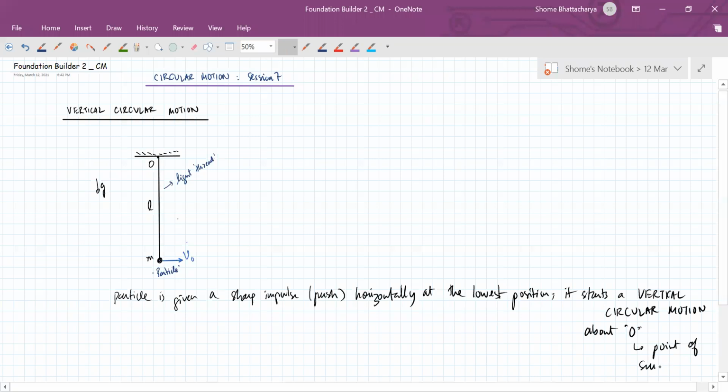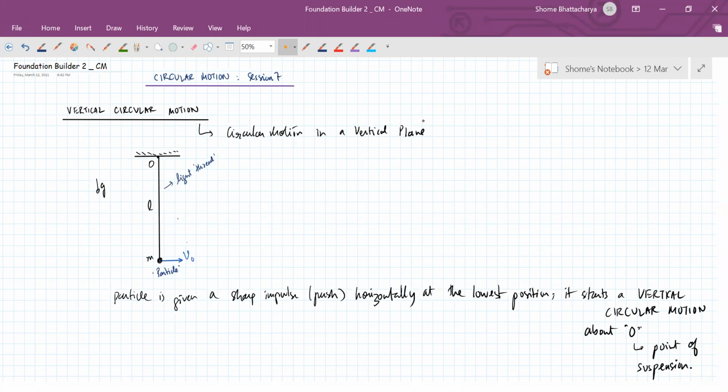Such an example is a case of what we call vertical circular motion, because it is circular motion in a vertical plane. So the definition of vertical circular motion is that it is circular motion in a vertical plane. Most of the examples we've taken earlier are not this. They're examples where the circular motion was happening in a horizontal plane. Here the plane of the circular path is a vertical plane, like the last example we did in the previous lecture. That one was an example of vertical circular motion.